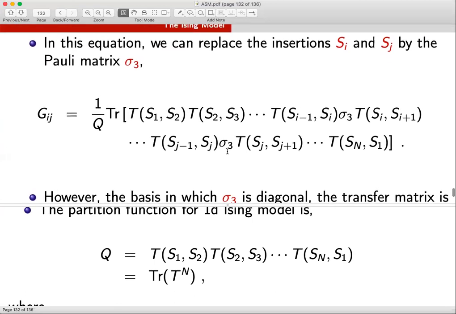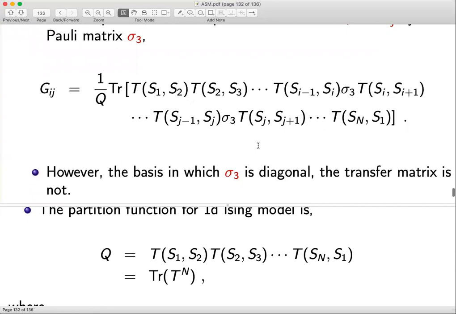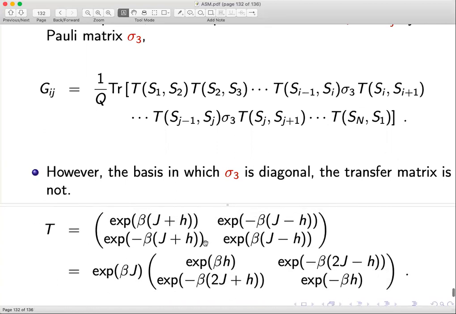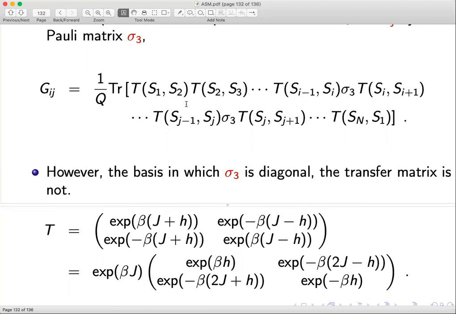Now the basis in which sigma 3 is diagonal was the basis of up spins and down spins, right? That's where sigma 3 was giving us eigenvalues. Sigma 3 acting on spin would give you plus eigenvalue if the spin was up, minus eigenvalue when the spin was down. But precisely in that basis, we knew that our transfer matrix was not diagonal, right? Our transfer matrix was looking something like this in that basis. So when you want to compute this quantity, you find that this entire set is not diagonal, this fellow is diagonal, then this entire set is not diagonal, then again diagonal, and then again the entire set is not diagonal.